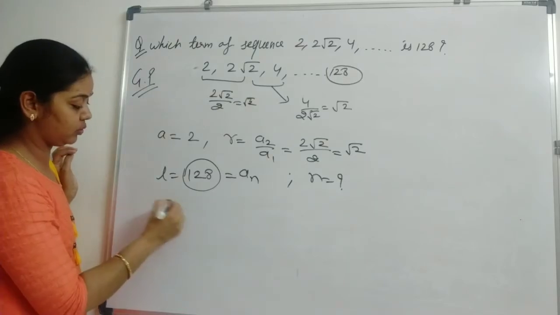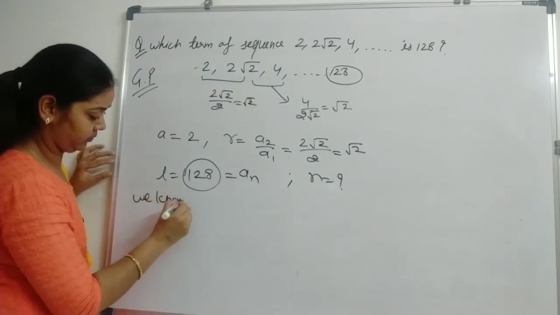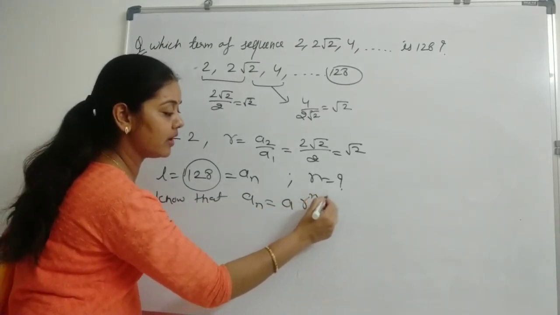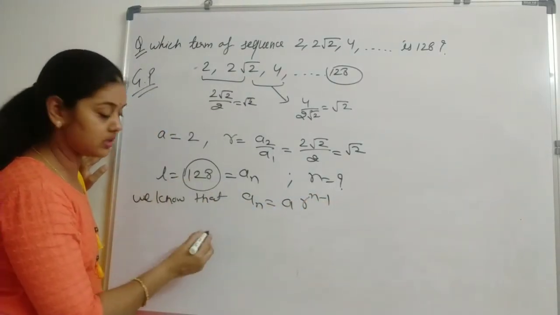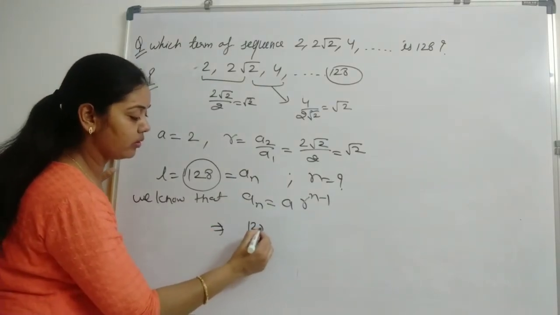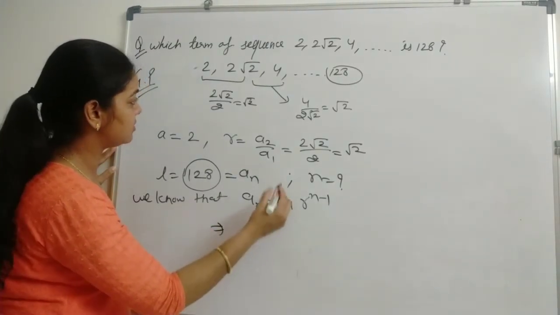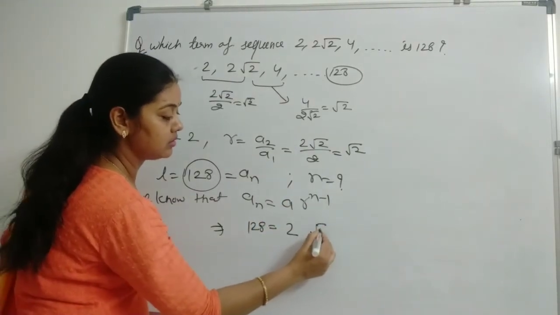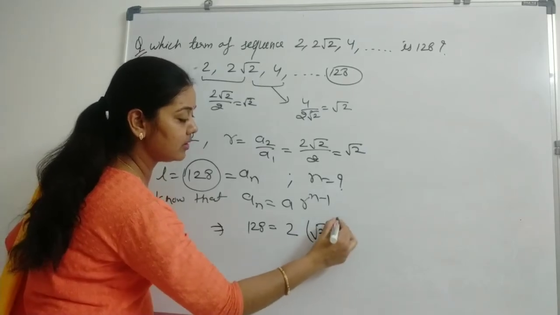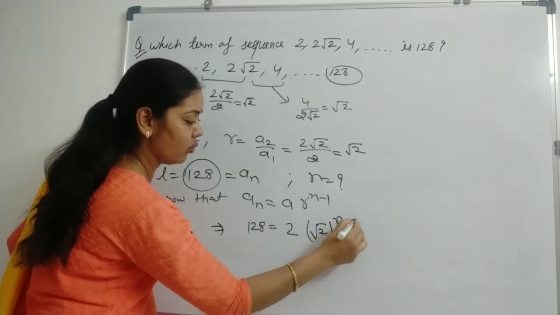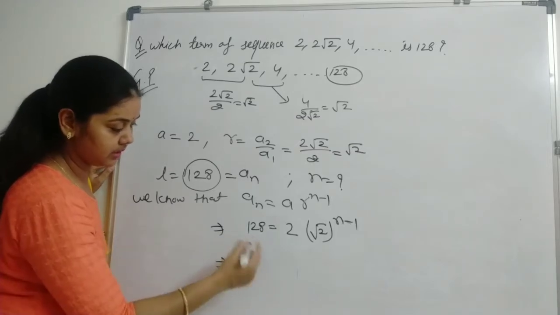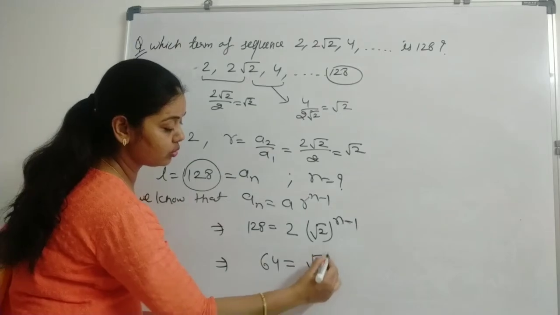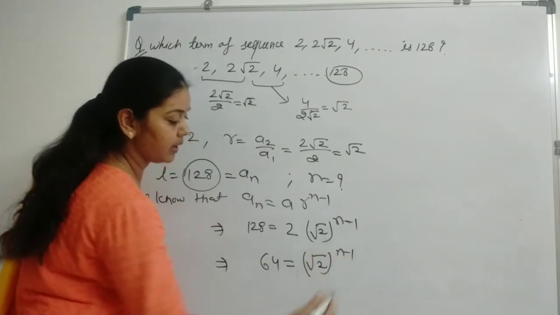Using the formula, we know that a_n is equal to A R to the power n minus 1. Put all the values here. a_n means 128. A means, what is A? That is 2. R means root 2, whole raised to power n minus 1. It means that 64 equals root 2 whole raised to power n minus 1.